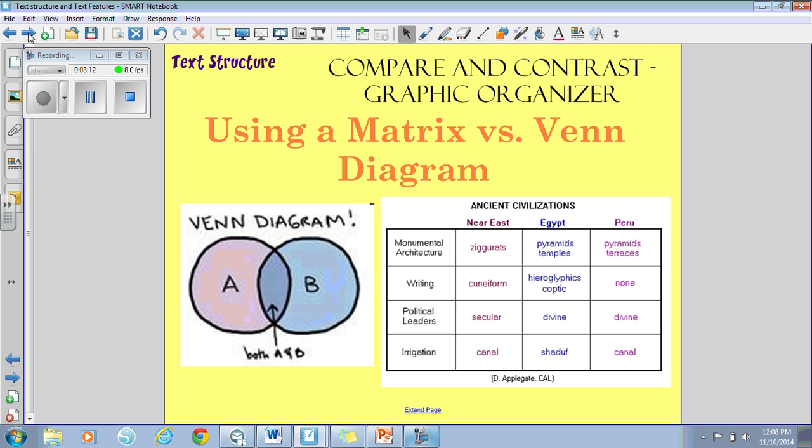Authors may also use graphic organizers to help organize the information. In addition, you as a reader can use graphic organizers to take the information you read to help process the information. You may choose a Venn diagram, but that only allows you to compare two things. On the right is a matrix. Matrices allow you to compare several things with several different characteristics. Both graphic organizers are very effective in processing the information.